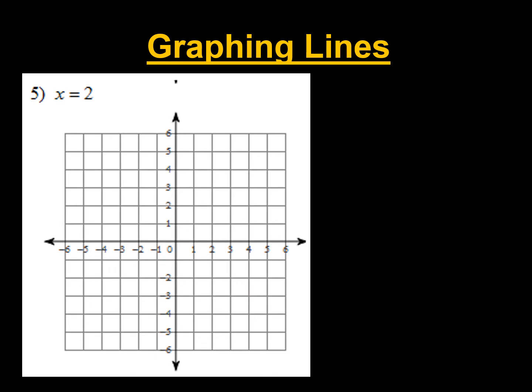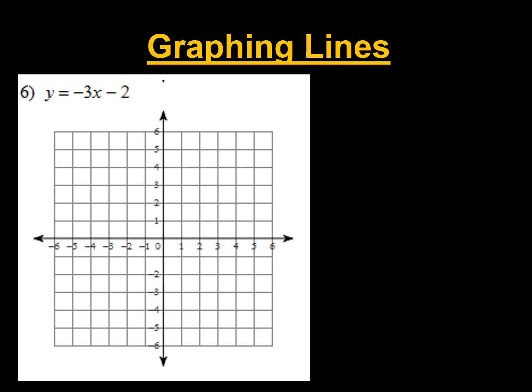Okay, moving to number 5. Notice it's not in the y equals mx plus b form. So this one's a special case, and because it says x equals 2, it goes through the x-axis, okay? This is that undefined slope. So my slope is undefined. There is not a y-intercept. There's an x-intercept because it says x equals 2. So I go to the x-axis at 2, put a dot, and then draw that line straight up and down. So there is the line of that equation, okay?